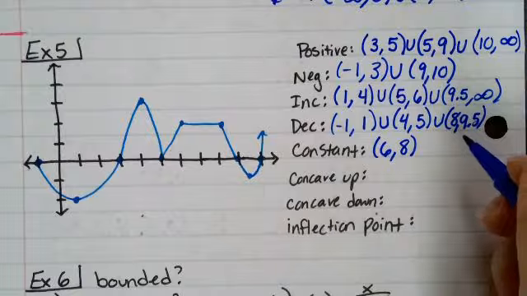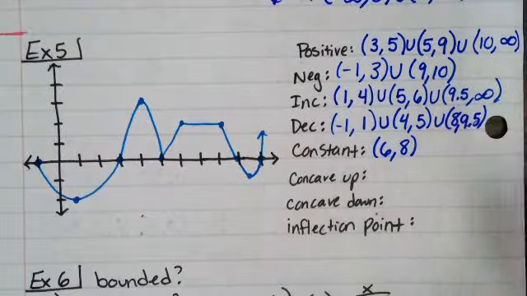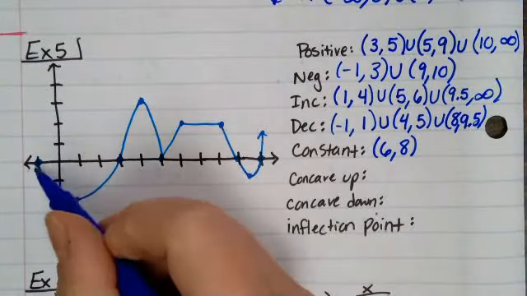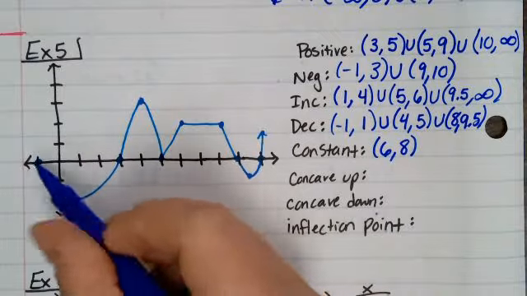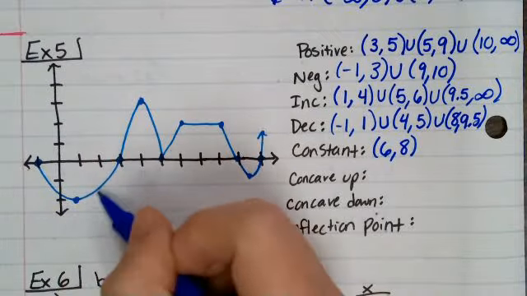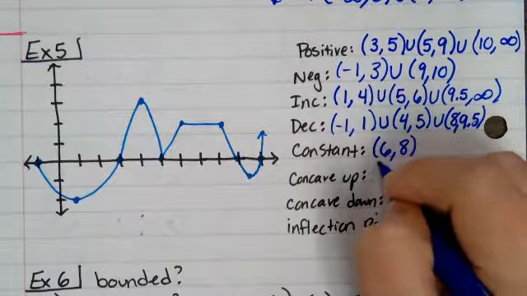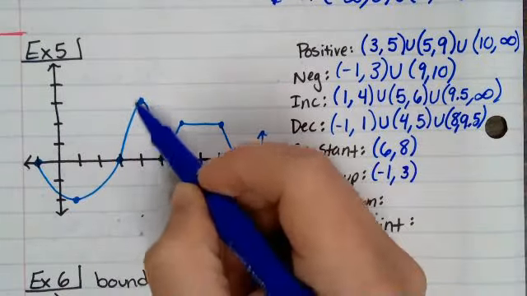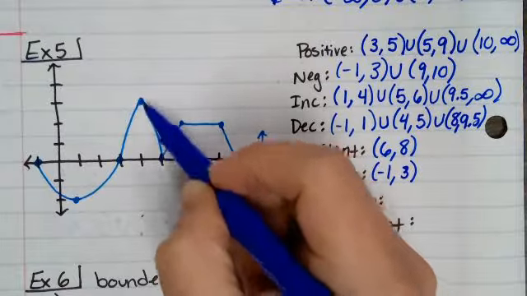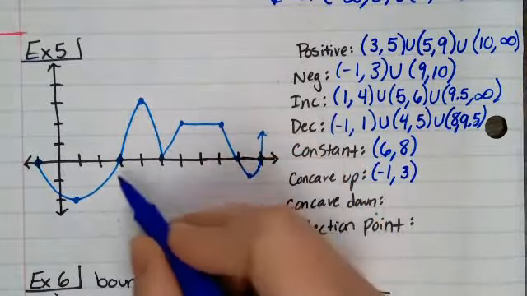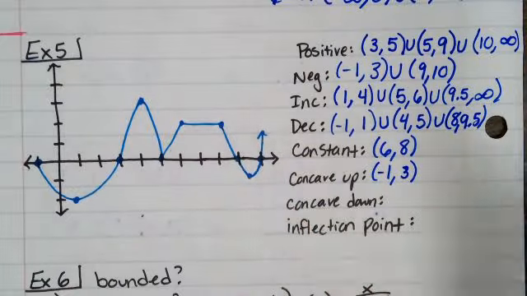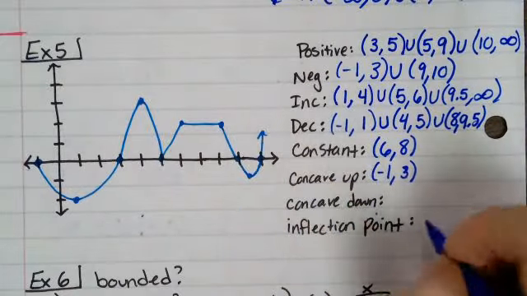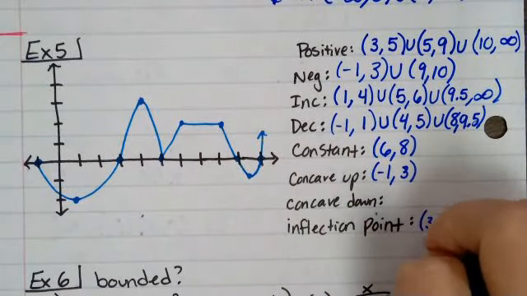Concave up, we're looking at where is this thing kind of in that U shape. So I'm looking here, that is definitely concave up from -1 to +3. Then it switches and it's concave down. Okay, right there I'm seeing an inflection point where that concavity switched. That was here at the point 3, 0.